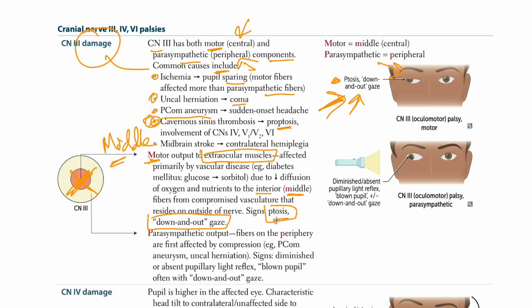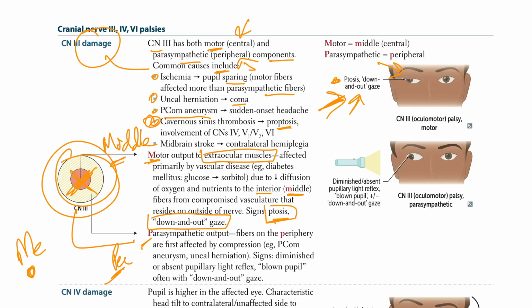Why is the ptosis? I'm going to talk about the other one now, which is the periphery. Periphery, which is the parasympathetic. So periphery, P for parasympathetic outflow. If you recall just right now, we talked about meiosis, the constriction of the pupil, being done through the parasympathetic nervous system, right? So if you knock out this periphery, which is the parasympathetic fibers, you will not be able to constrict the pupil. So you are classically going to see a blown pupil.